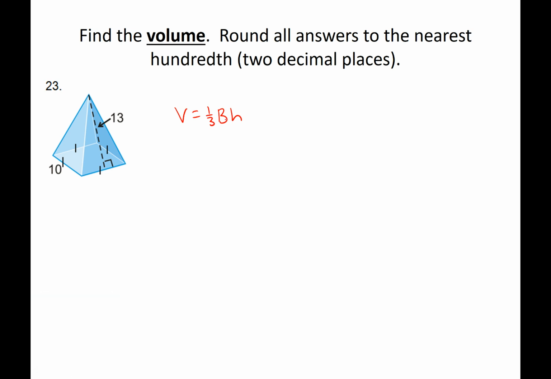So in order to do this one, for my base, it looks like all the sides are the same. That has all those tick marks. So my area of the base is going to be finding the area of a square. Sometimes we say length times width, or we might say side squared. Since the length is 10 and the width is 10, I get an area of 100.